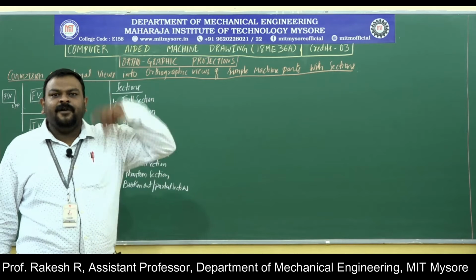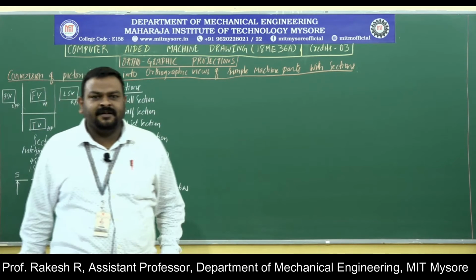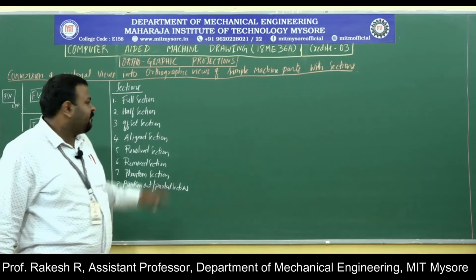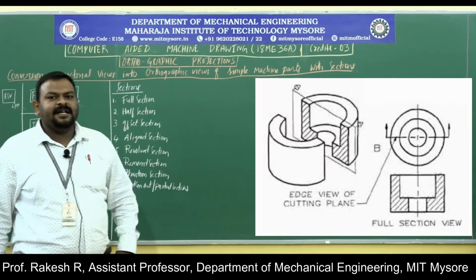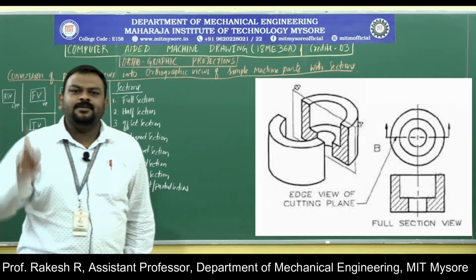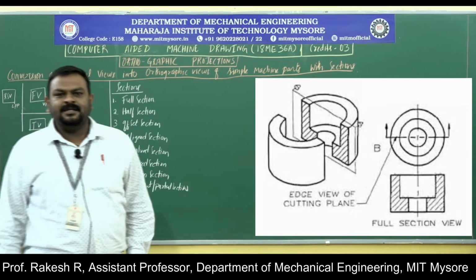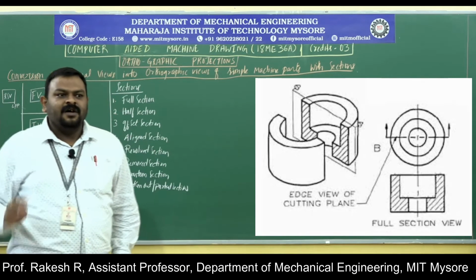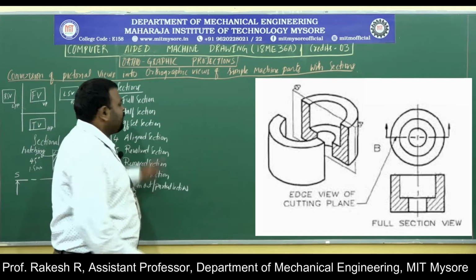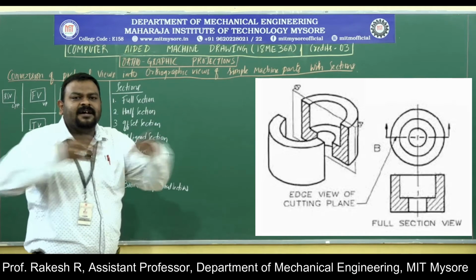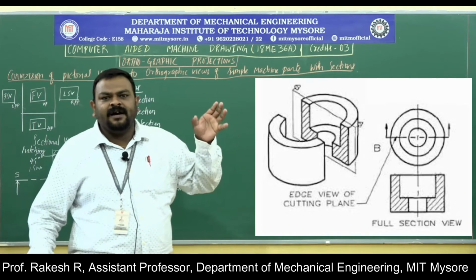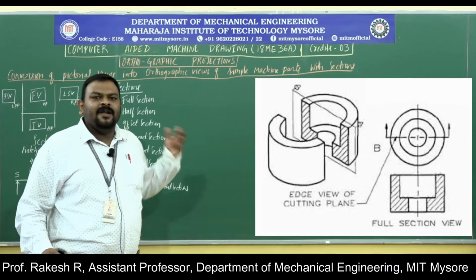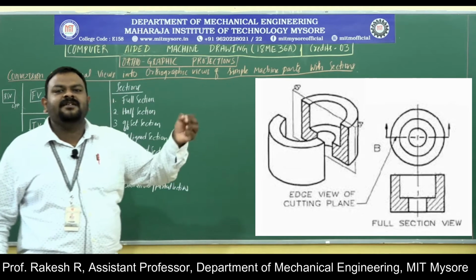That means before that there will be no section. The first time you are cutting the solid, that is nothing but full section. Most importantly, in full section, there is only one cutting plane, which is parallel to the views. After that, the solid is being cut into two halves. One of the halves is retained and that retained portion will be drawn as the sectional view.